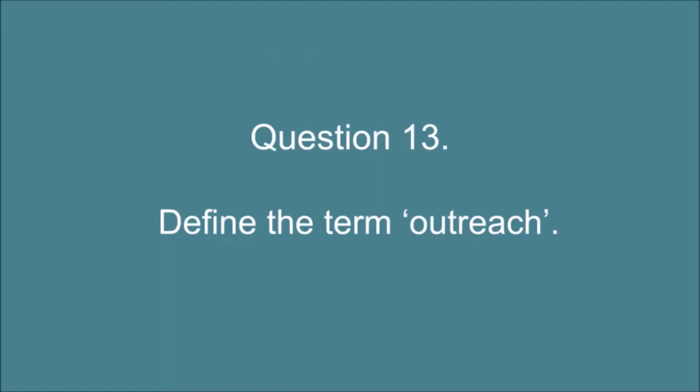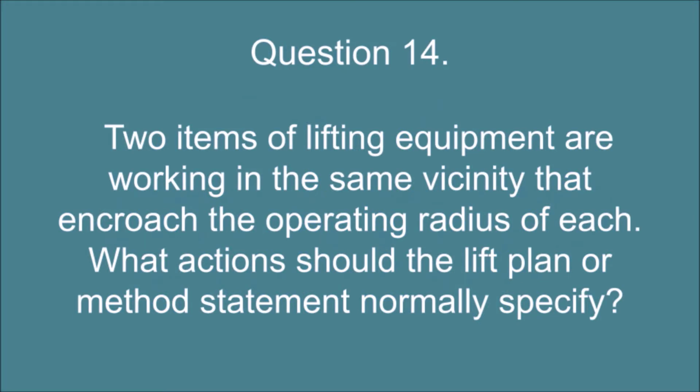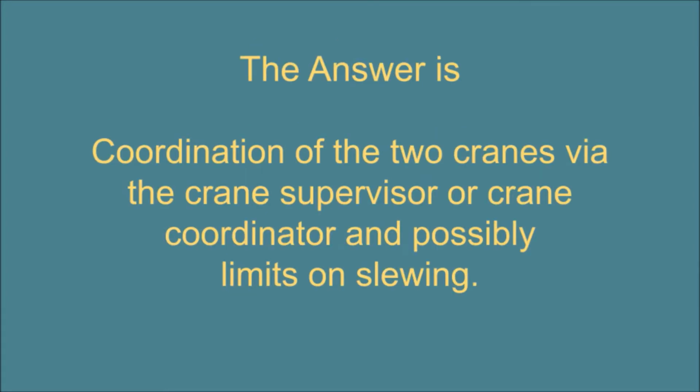Question 13. Define the term outreach. The answer is: the horizontal measurement from the hook block to the nearest part of the crane, excluding boom. Question 14. Two items of lifting equipment are working in the same vicinity that encroach the operating radius of each. What actions should the lift plan or method statement normally specify? The answer is coordination of the two cranes via the crane supervisor or crane coordinator and possibly limits on slewing.